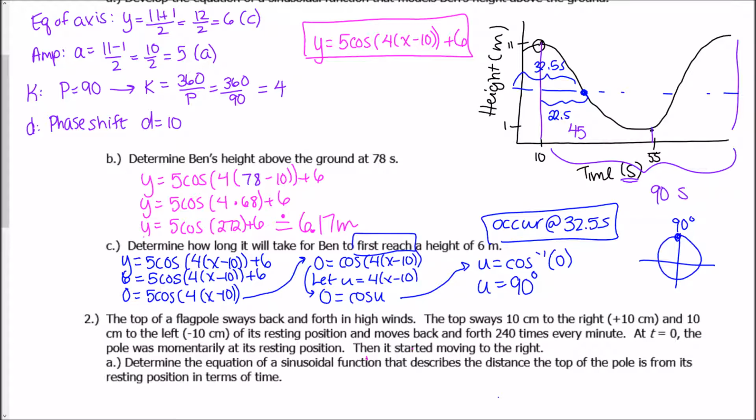the first value. All right, well, if that's what u is, and if u is equal to 4x minus 10, I'm going to say right here, 90 equals 4 times x minus 10. Then I'm going to divide both sides by 4, and I get 22.5 equals x minus 10. Add the 10 to both sides, and that's how we get 32.5 equals x. So it will take him 32.5 seconds to first reach a height of 6 meters.